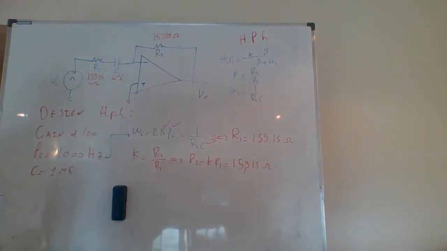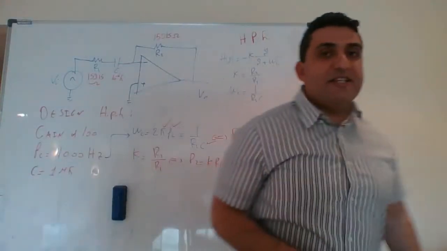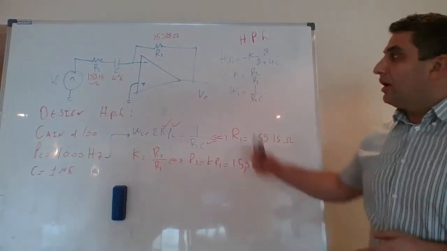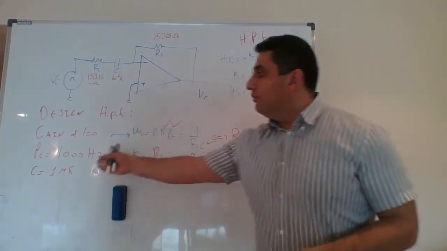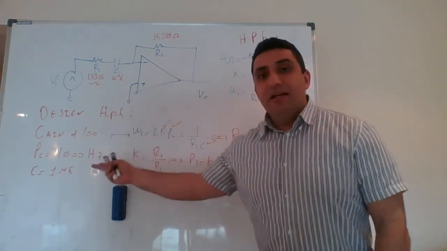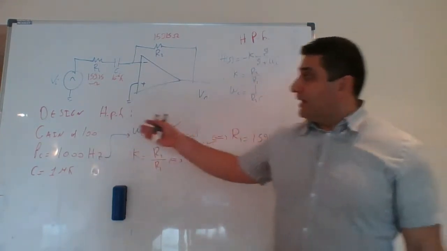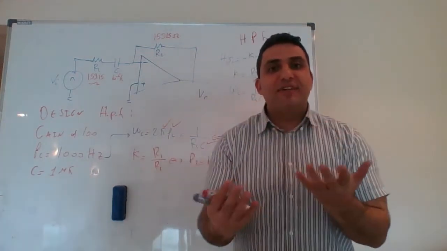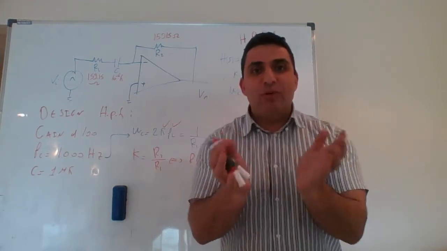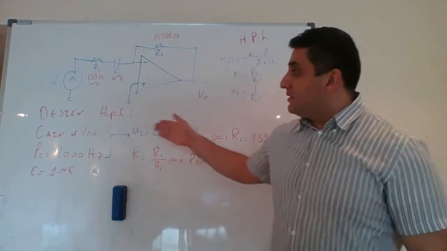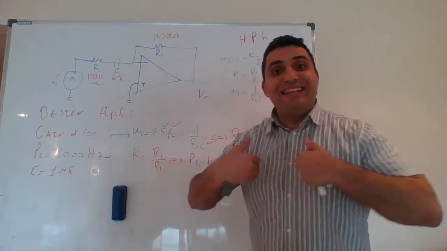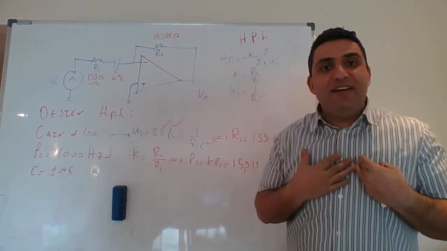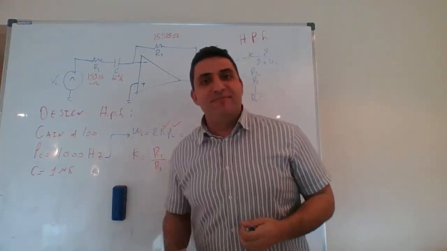Is that clear? How did I design an active high pass filter? All I need is that I know the capacitor value, and then I know the gain and cutoff frequency. If I have the luxury of multiple capacitors and resistors available in my hand, I don't need the capacitor value given, because I can design it. All I need to know is the gain and the cutoff frequency.